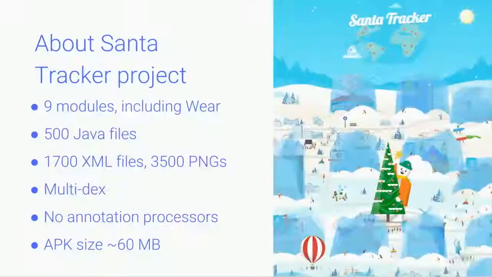OK, before we start, though, I need to talk to you a little bit about the Santa Tracker project, because build performance is really dependent on the project's characteristics. So the Santa Tracker is organized into 9 different modules, including a wear module. It has about 500 Java files. It's pretty resource-heavy, with thousands of XML files and 3,500 PNGs. It uses multi-dex, no annotation processors, and the final debug APK is about 60 megabytes, so it's fairly large. If you would like to explore more about this project, you can find it on Google's GitHub account.